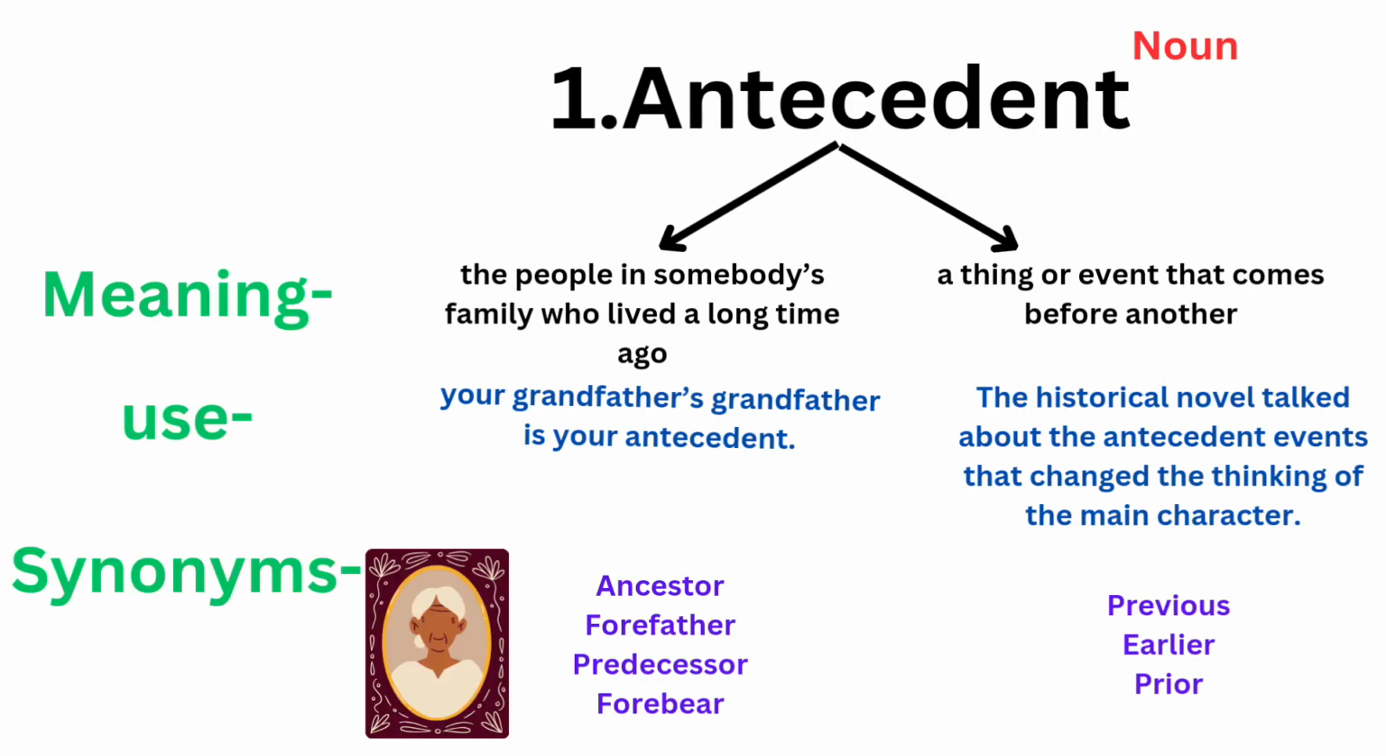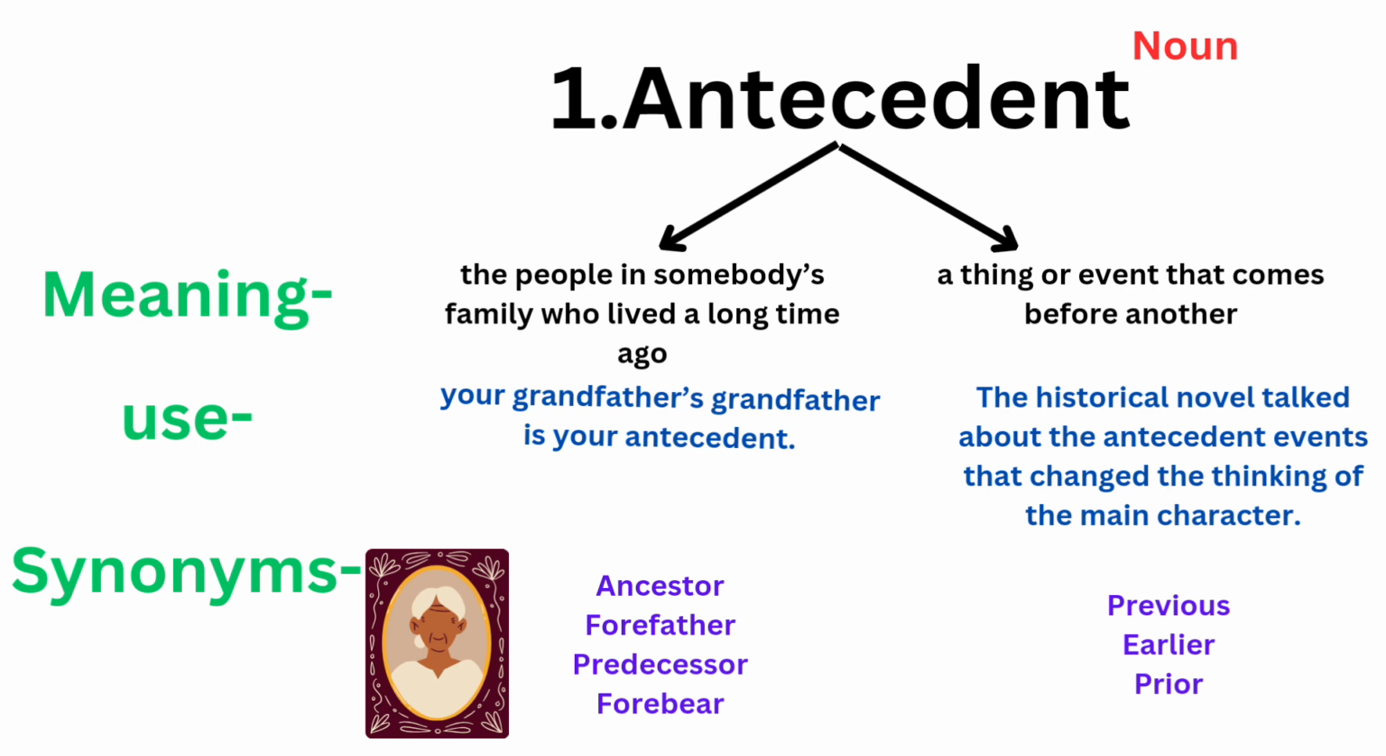Antecedent is a noun. Look, every word can have different meaning in different situation. Here we will be discussing about the most common meanings of the words. Ante means before. So the first meaning of antecedent is the people in somebody's family who lived a long time ago. You can say that your grandfather's grandfather is your antecedent. Synonyms of antecedent in this context are ancestor, forefather, predecessor, and forebear.